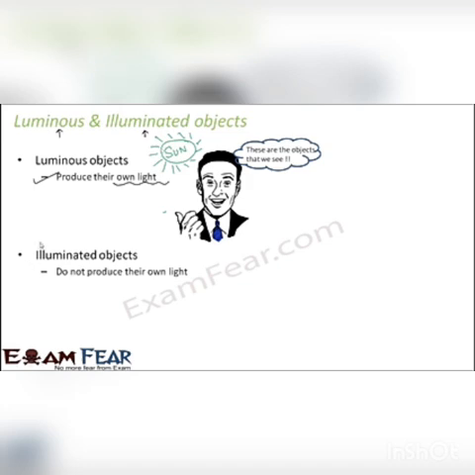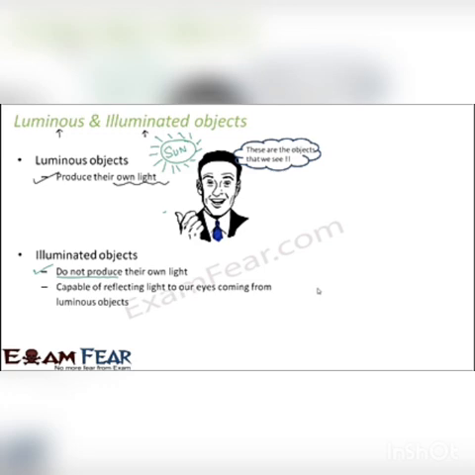The second category is illuminated objects. These objects do not produce their own light. Now you might say, when these objects are not producing their own light, how can we see them? Because in absence of light, we do not see. But these objects have a special property that they are capable of reflecting light coming from luminous objects to our eyes. The luminous objects produce light, but illuminated objects can reflect the light produced by the luminous objects to our eyes. And whenever reflection of light happens and it reaches our eyes, we are able to see that object.